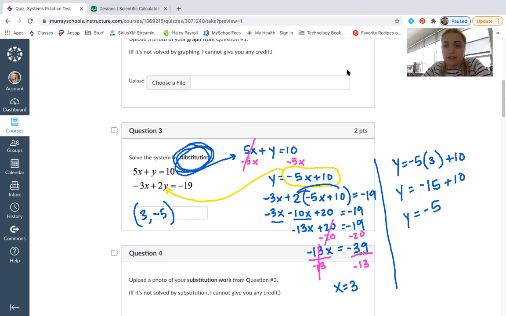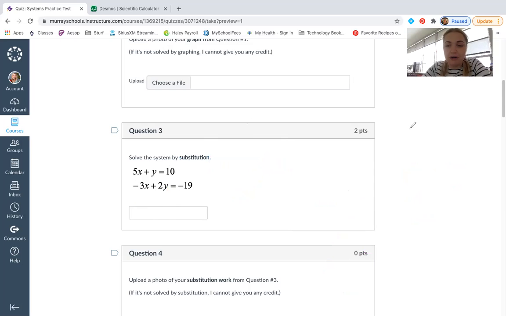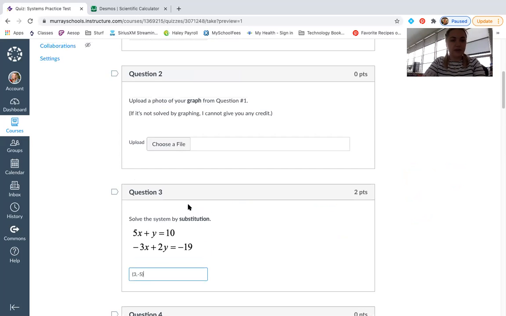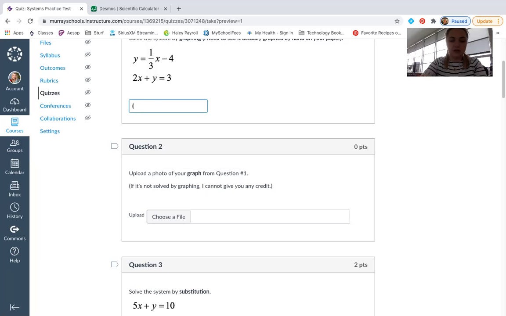All right, let's go to problem number 4. And by the way, I'll type in these answers so that we've got them here. This was 3, negative 5 that we just solved. And on our other paper, we had 3, negative 3.